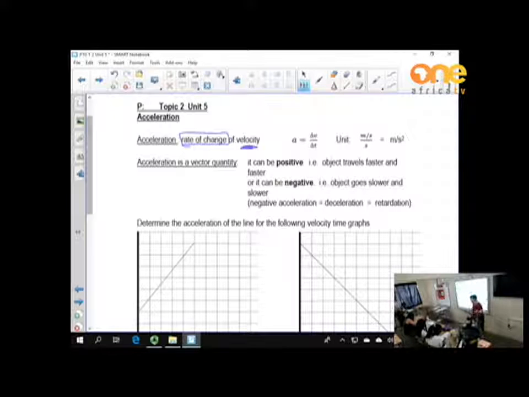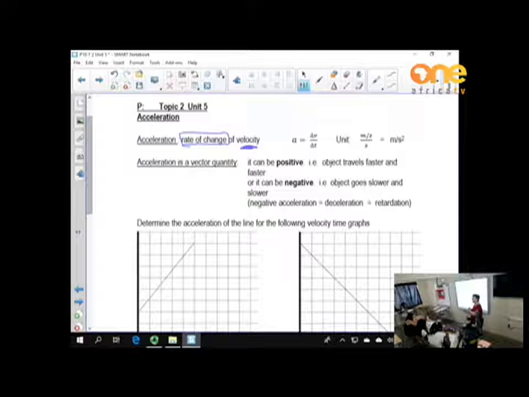velocity. Is velocity a scalar or a vector? It's a vector. So acceleration, is it a scalar or a vector? It's a vector. The direction for acceleration is positive or negative. A positive acceleration will mean it's going faster and faster and faster. A negative acceleration will mean it's going slower and slower and slower.